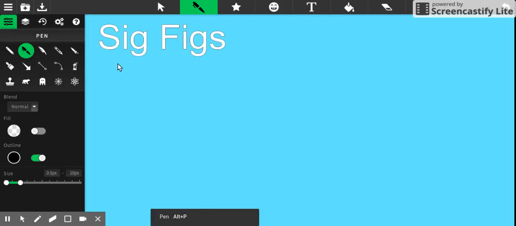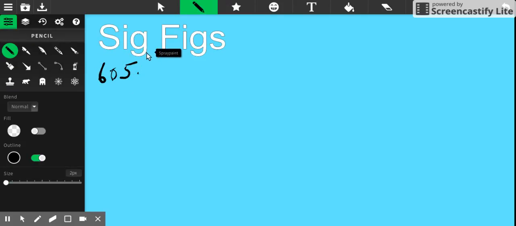Okay, now that I cleaned that up a little bit, we're going to go back and forth from the review guide. 6, 0, 5, 0.03. Using rule 1, 6, 5, and 3 are all significant because they're non-zeros. And then these 2 zeros are sandwiched between these, so they are significant. So we have 5 sig figs.